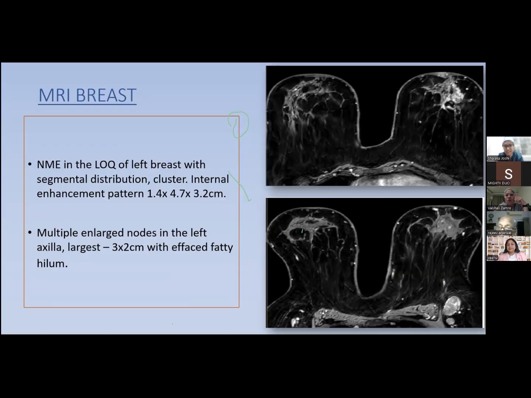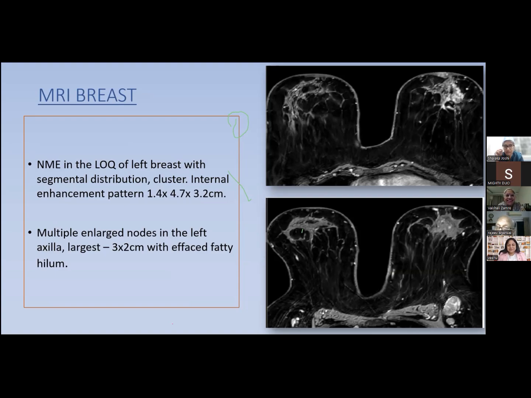So we can't ignore these lesions, even if they're not seen on ultrasound and are seen only on MRI, especially in occult primaries, occult axillary nodes. We will have to biopsy it one way or the other. But the facilities for performing MRI guided biopsies are sadly very limited, very rare and very infrequent. Unfortunately, even in NCR, there are very few places doing it.